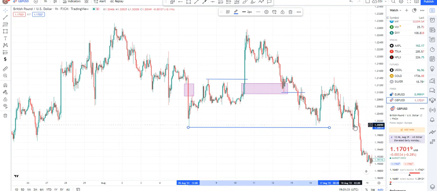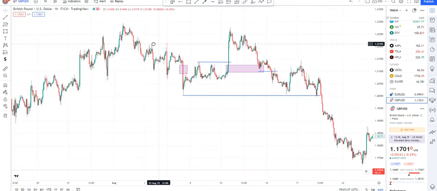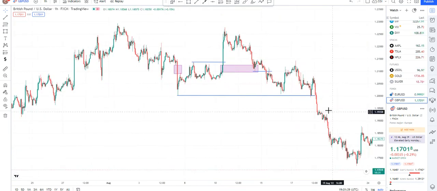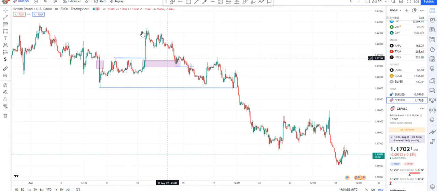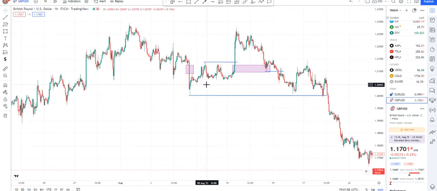So once the swing low gets taken out, that is a sign of continuation of the downtrend. So this is a break of market structure to the downside. Once we have this swing low taken out, we can see that we have formed another new range right here. Okay, so this is the first range, and then this is the second range that is forming right here.